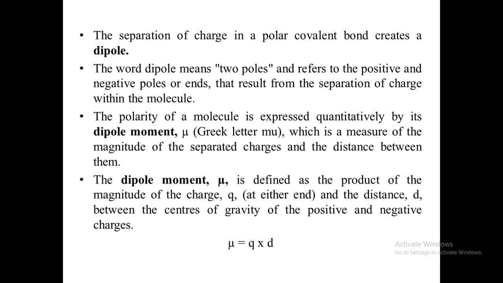The most electronegative atom attracts the shared pair of electrons towards itself and creates more negative charge on it, and the other part of the molecule has a positive charge. The word dipole means two poles and refers to the positive and negative poles or ends that result from the separation of charges within a molecule. And this dipole creates a net dipole moment in a molecule, and it is a factor or a source for the production of polarity in a molecule.